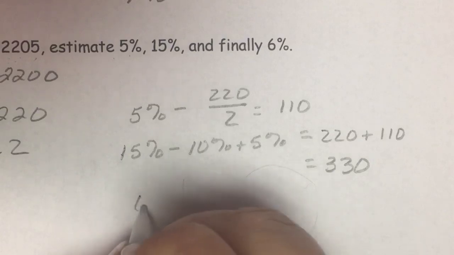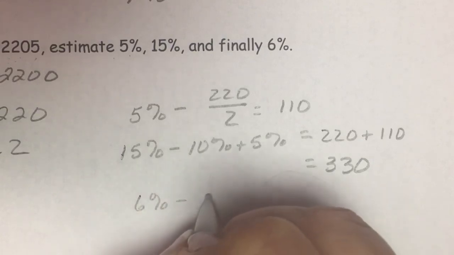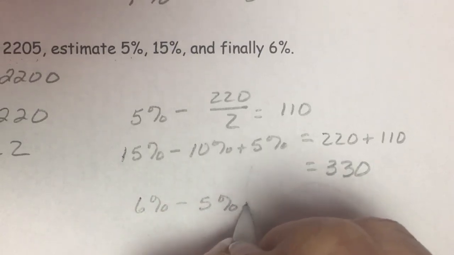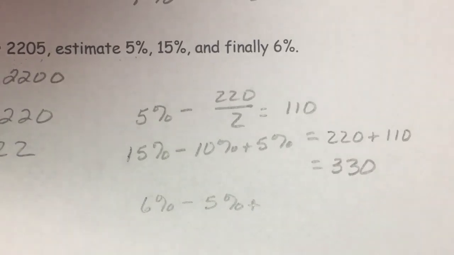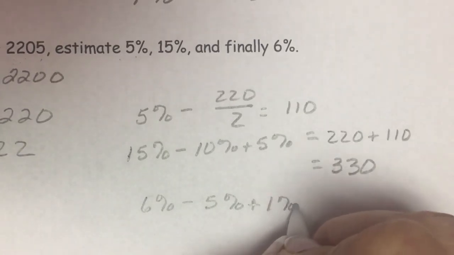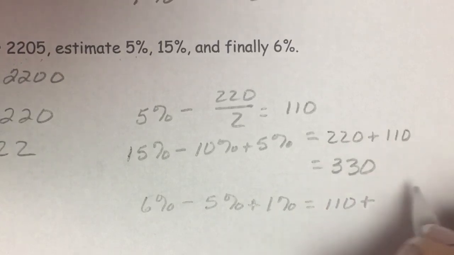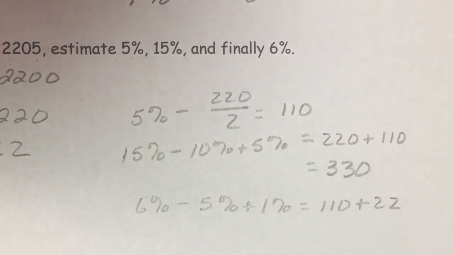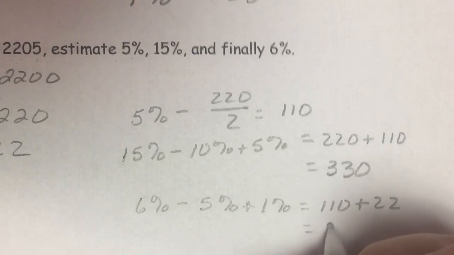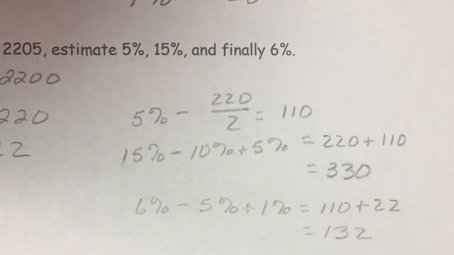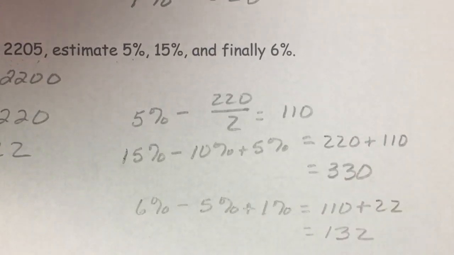And finally, 6% is 5% plus 1%. So the 5% was 110, and the 1% was 22. And if I add those together, I get 132. So you have to find the 10% and the 1% before you do anything else. And then you use those to find all of your other percents.